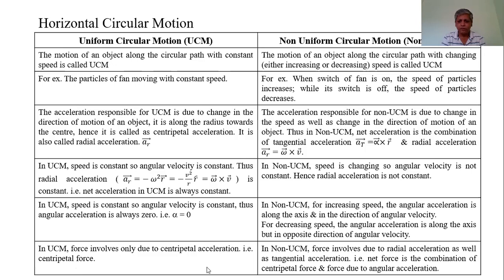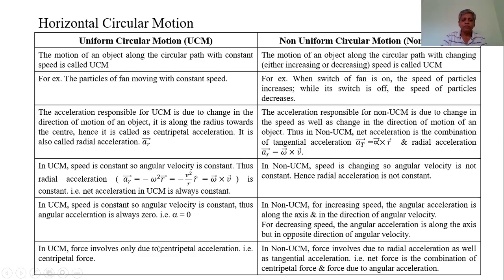In UCM, another difference is that speed is constant, so angular velocity is constant, thus angular acceleration is zero. Since angular acceleration is the rate of change of angular velocity, if there is no change in angular velocity, then angular acceleration is zero. The value of alpha is zero here. But in non-UCM, angular acceleration is not zero, since there is a change in angular velocity. For increasing speed, angular acceleration is along the axis, in the direction of angular velocity, and for decreasing speed, the angular acceleration is along the axis, but in the opposite direction.